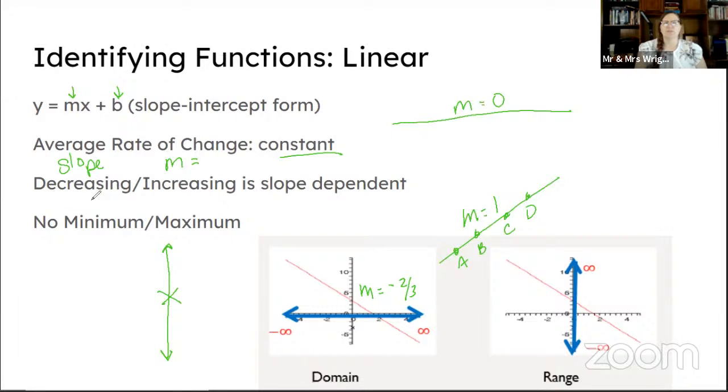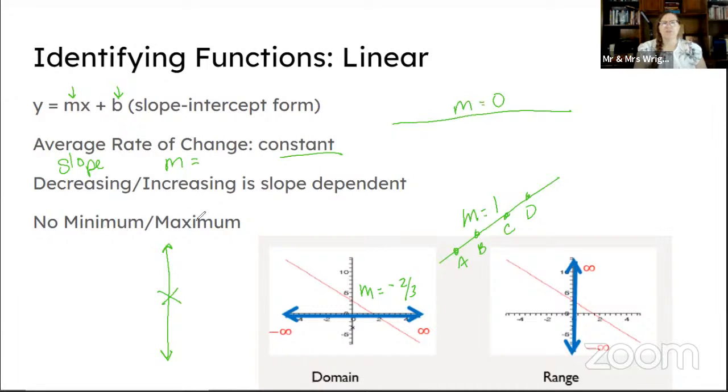Now, to determine whether it's decreasing or increasing depends on the slope. If it's a negative slope like this one, you can see that the line is going to be decreasing. If it's a positive slope like this one, you can see that it's increasing. Anytime you have a slope of 0, it will be horizontal no matter what. That is the one outlier. It's either positive or negative for increasing or decreasing, and then the one outlier or anomaly of a horizontal line of 0. Remember, we're not considering a vertical line because that's not a function.